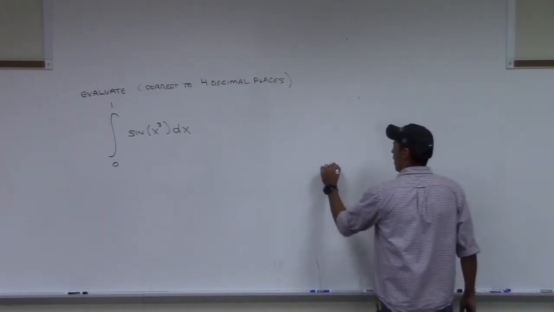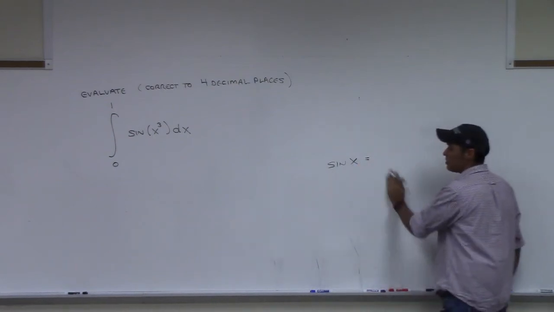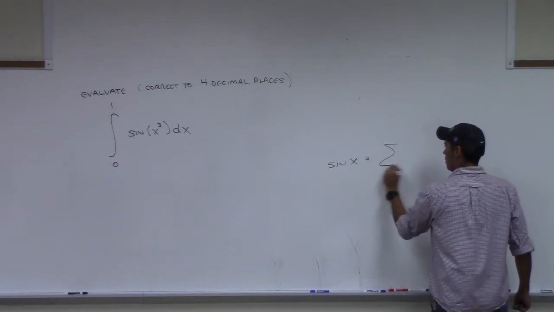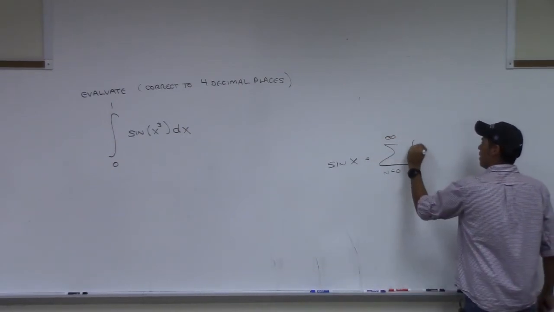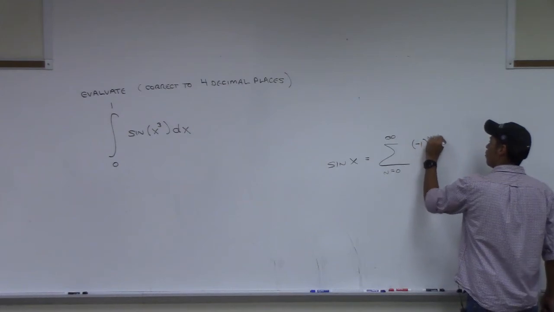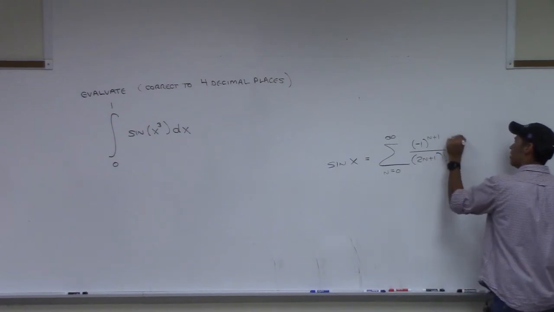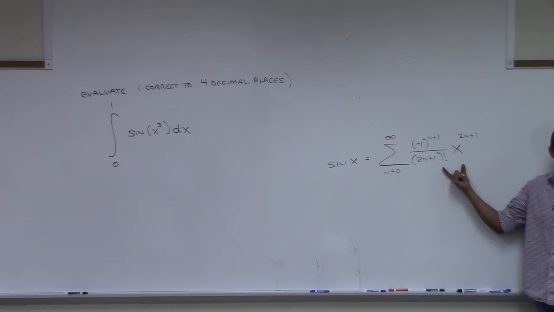We're going to look at our Maclaurin series for sine. What's our Maclaurin series for sine? Sum n equals 0 to infinity, -1 to the n plus 1 over 2n plus 1 factorial x to the 2n plus 1. That's our Maclaurin series for sine, right?